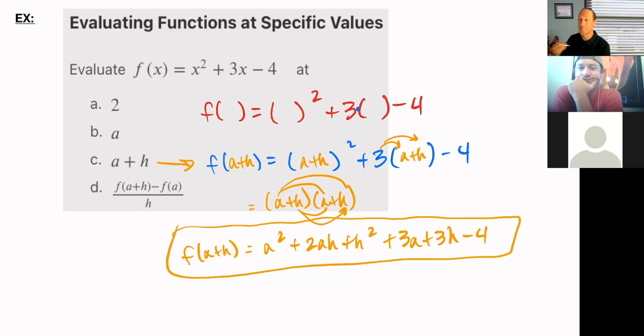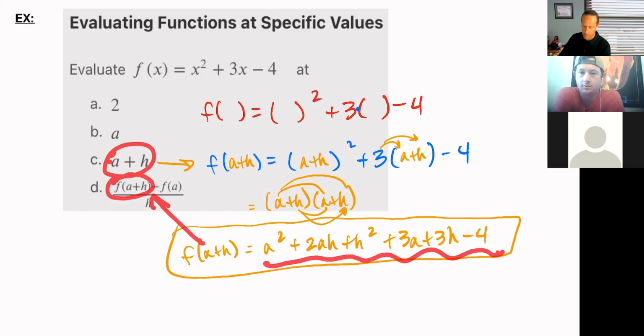Of course, we want to try to simplify to make it look simpler and be simpler to work with, but sometimes there are no like terms within this. So don't force it. So if you notice, that is exactly what this is here. That's my f of a plus h. That's what would be that part.